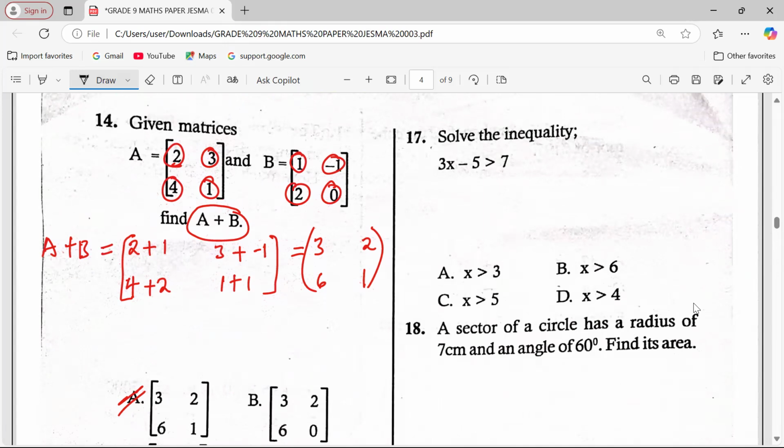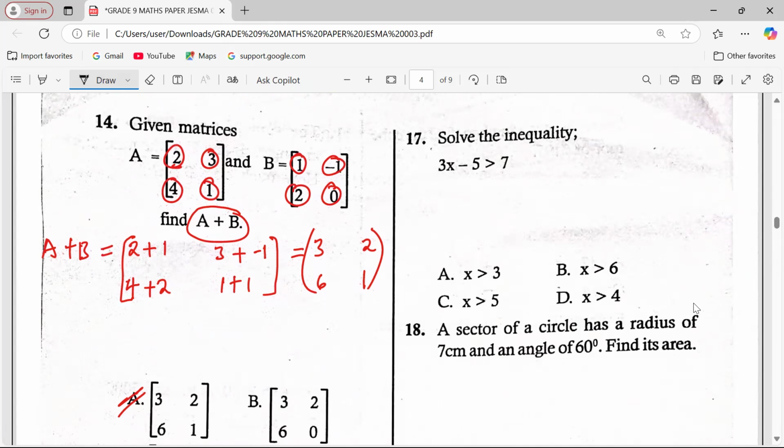Number 17, solve the inequality. Remember, simple inequalities are solved just like straight lines, and the grouping of terms, the simplification, they all happen the same. Though you're supposed to know that when working out inequalities, you don't replace the inequality symbol with an equal sign. You just proceed with the inequality symbol all through.